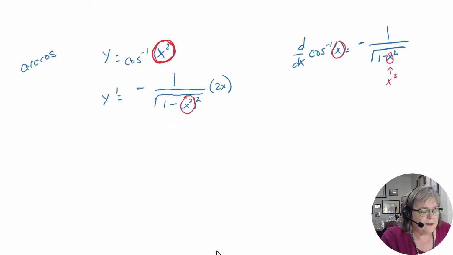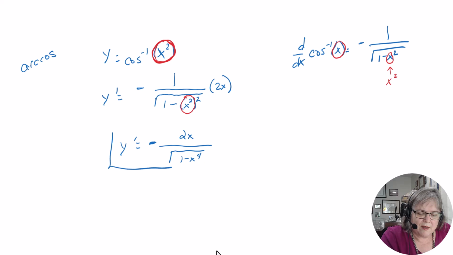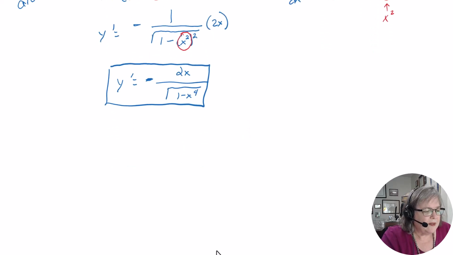Okay, so when we clean this up just a tad bit, I get the negative 2x over, and you actually put the negative on the outside, 1 minus x to the fourth, and there really isn't anything to do. So let's put a negative out here. And this would be this answer. Okay, let's try another one.